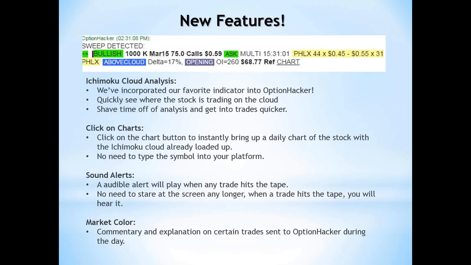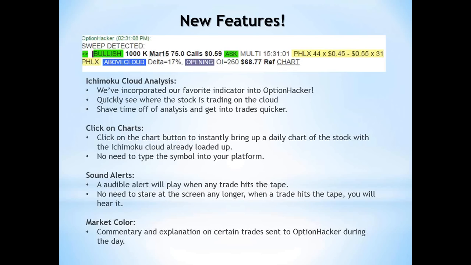We've also filtered out orders in stocks that trade too much stock in a day, meaning stocks that don't actually have unusual options activity. It can be very easy to start chasing order flow in stocks like Apple, Facebook, or Twitter, thinking that a 10,000 lot of options is a significant order, but it's really not.